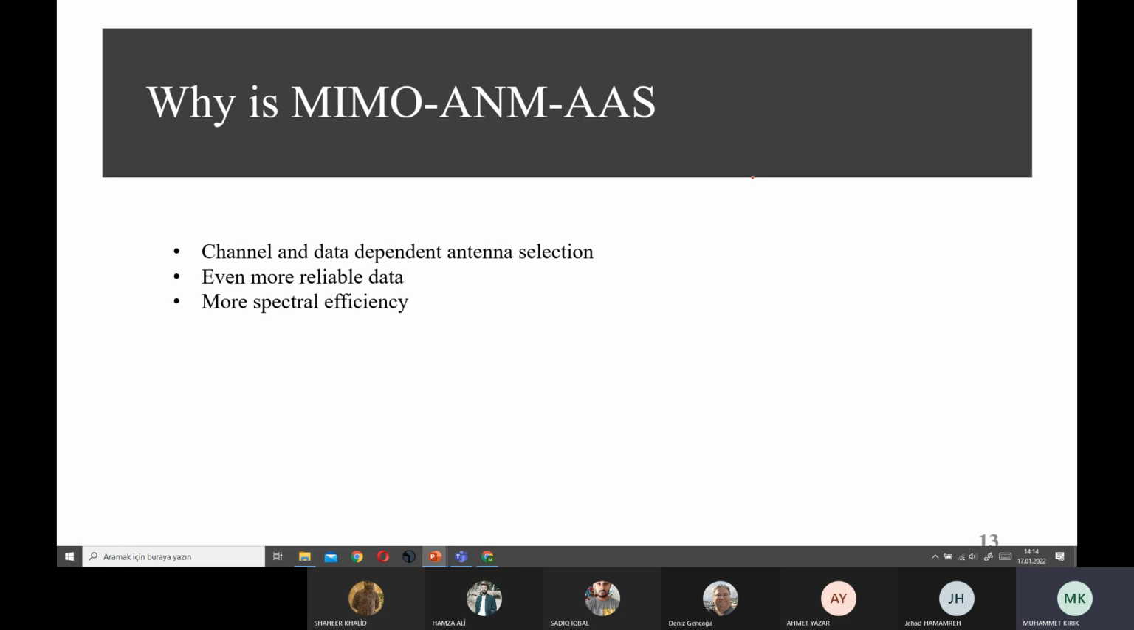So why do we want to use this system? Because it allows us channel and data dependent antenna selection in our MIMO system, which is not something that the other schemes in the literature can achieve, because they are forcing the indices to be used in their systems while we are using the numbers. We never say which antennas to be used. So it gives us a little bit more freedom to transmit our data for the transmission. So it also allows us more reliable data because of this antenna selection feature. And we can also achieve more spectral efficiency when we compare it with the conventional plain MIMO schemes.